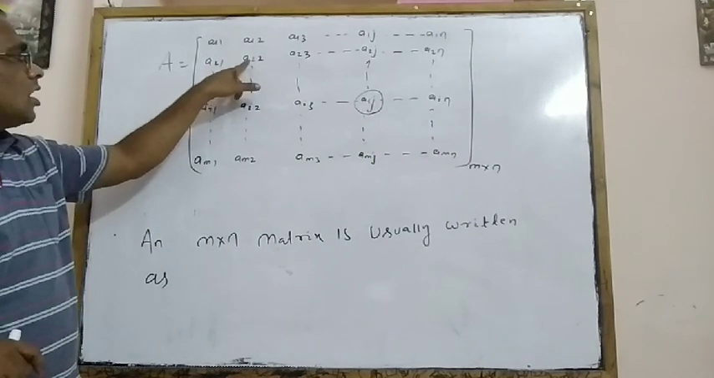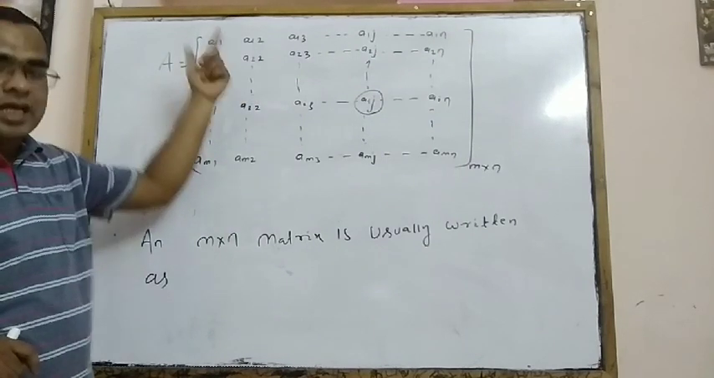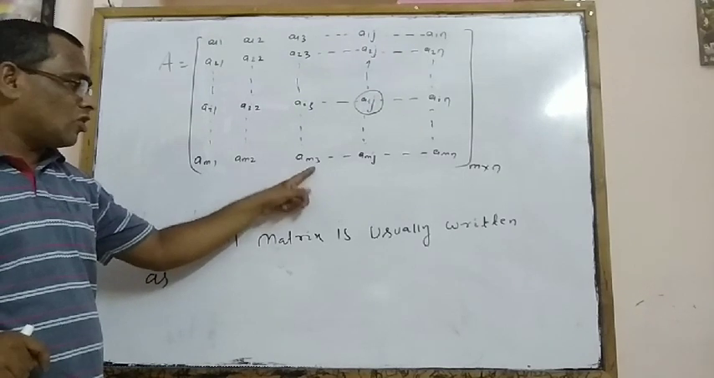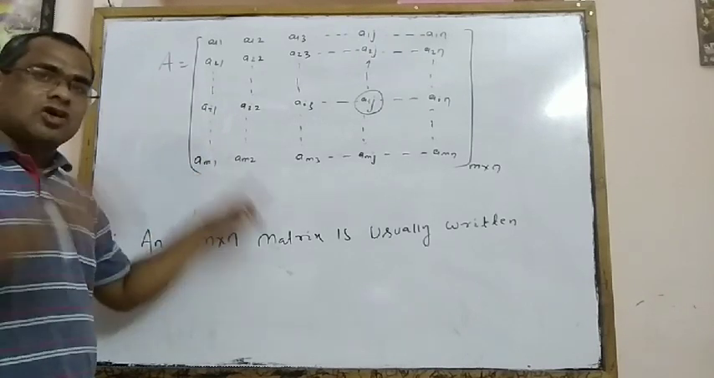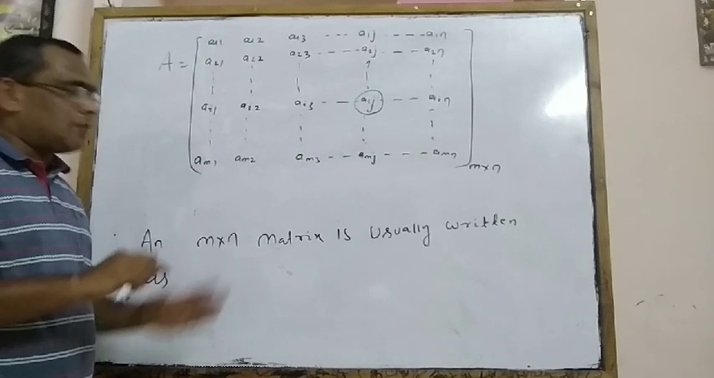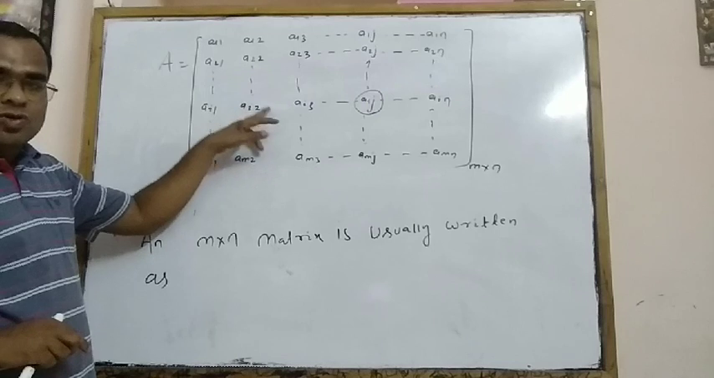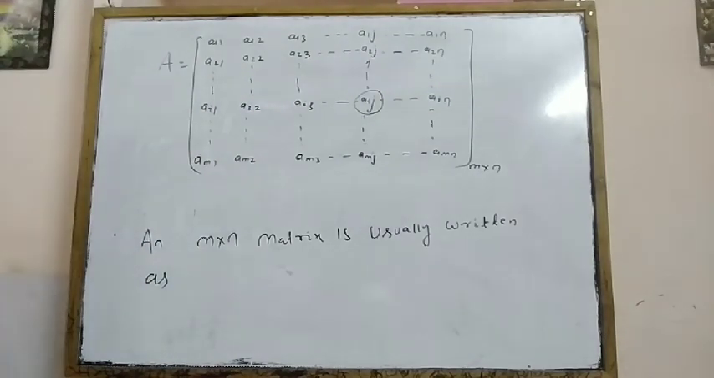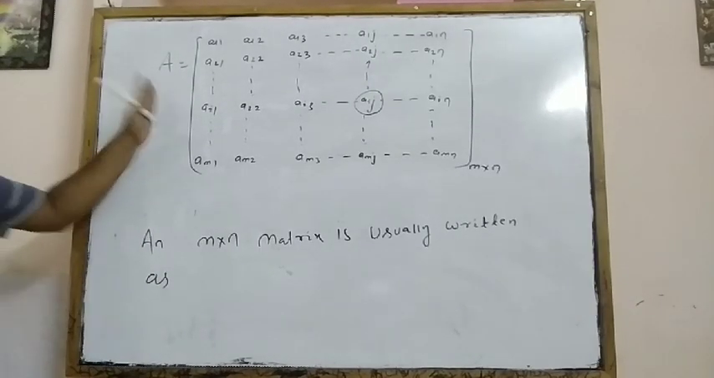Like that, A22 is the element present in the second row and second column. Am3 is present in the mth row and third column. Am2 is present in the mth row and second column. Similarly, Ai2 means the ith row and second column. So this is how an m cross n matrix is usually written.